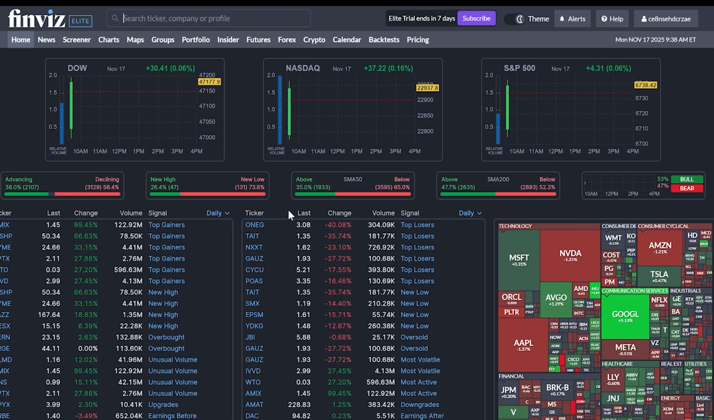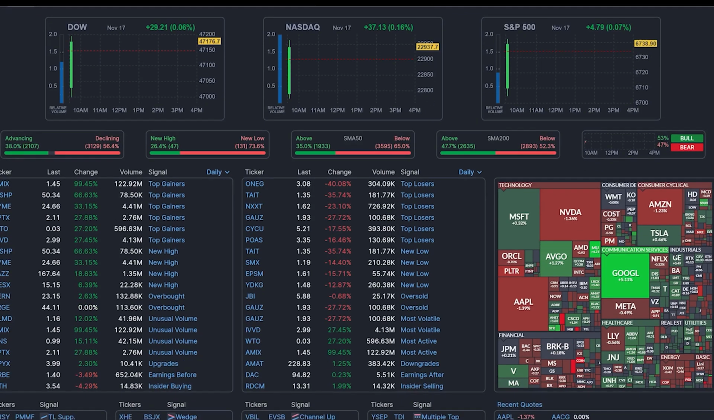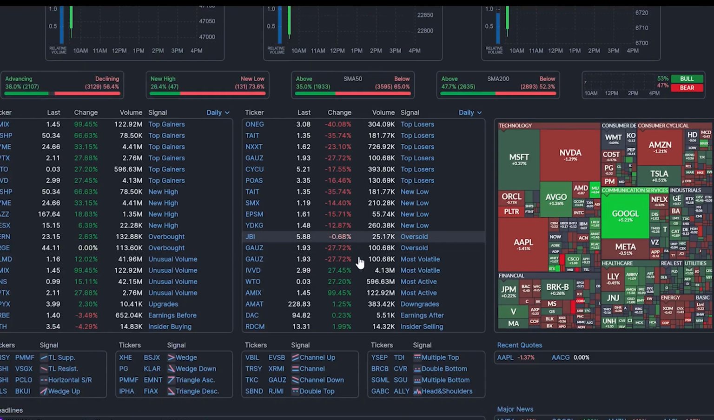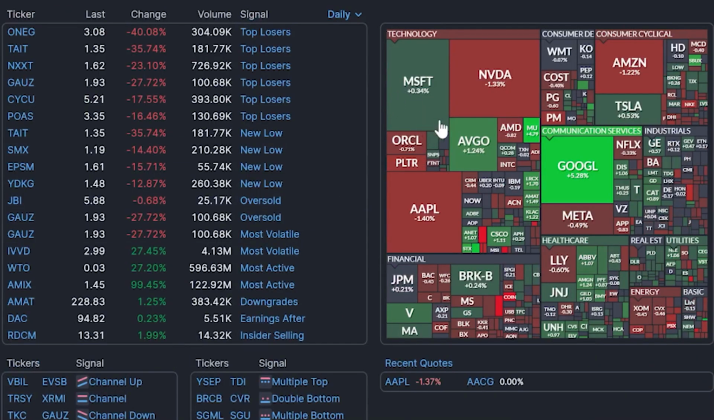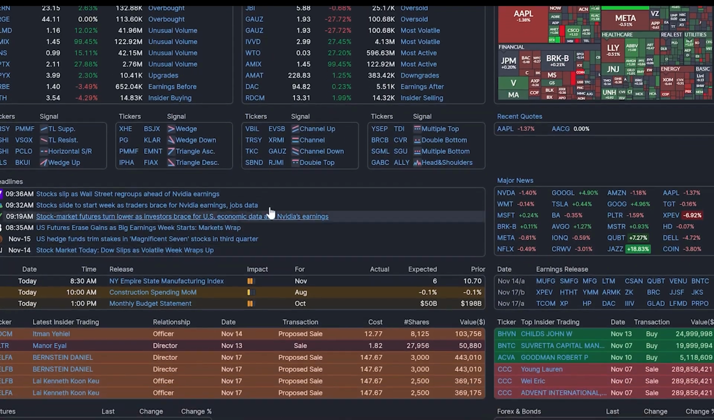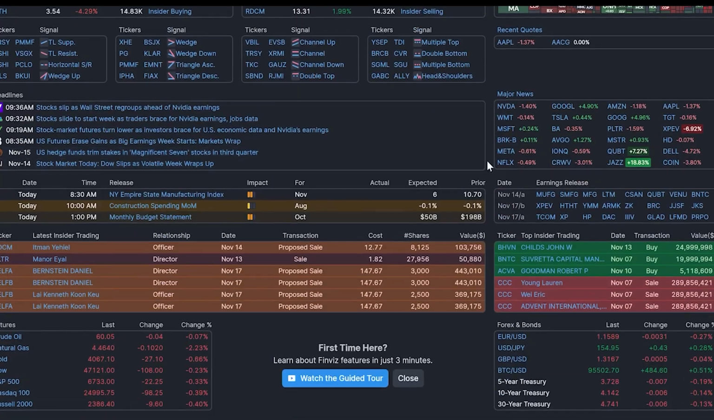So I first want to dive into Finviz. So here you can see the main Finviz dashboard. It gives you charts of the major indices. You can see specific tickers that have bullish and bearish signals. There's a heat map showing the biggest stocks in the S&P 500 and how they're performing today. And then just a brief coverage of headlines, insider trading, how major tickers are performing, and more.